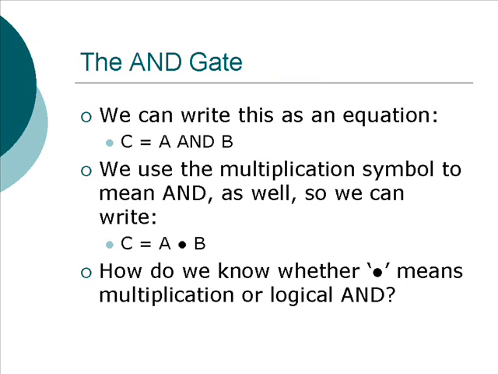We can describe the function of an AND gate by writing an equation. C is equal to A AND B. And we can actually write out the word AND, A-N-D. We can also use the multiplication symbol to mean AND. So we can write C is equal to A dot B, and we read that as C equal A AND B, or C equal A ANDed with B. Now, here's a question. How do we know whether dot means multiplication or logical AND? The answer is, we have to look at the context.